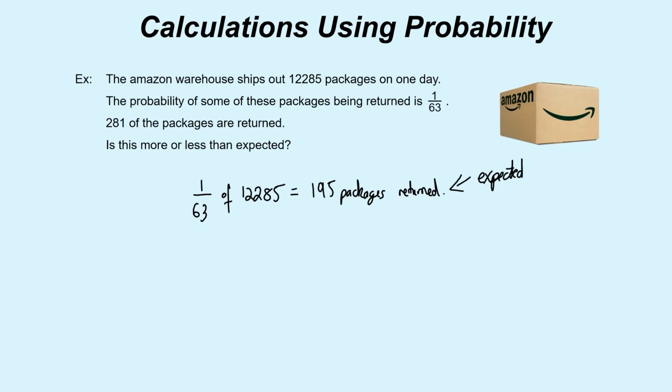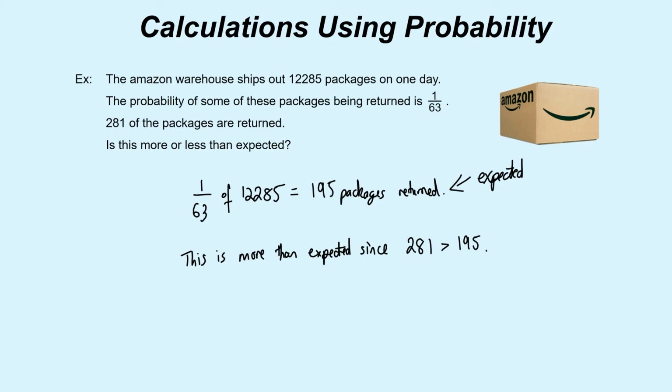So, is this more or less than expected? This is more than expected because the expected amount was only 195, since 281 is more than or is greater than 195. If you just want to write the words is greater than or is more than, that'll be fine as well. Or you can use the inequality arrow to describe more than or less than for your comparison.